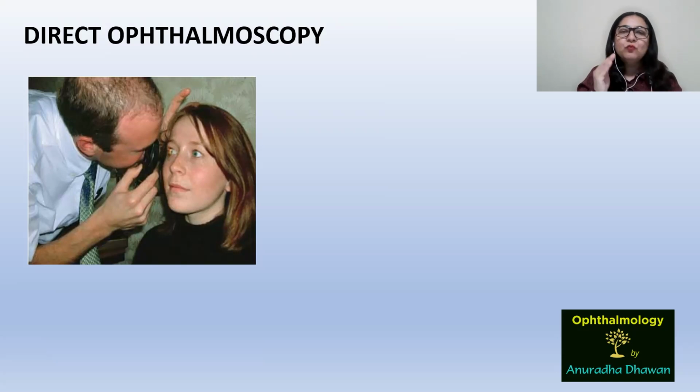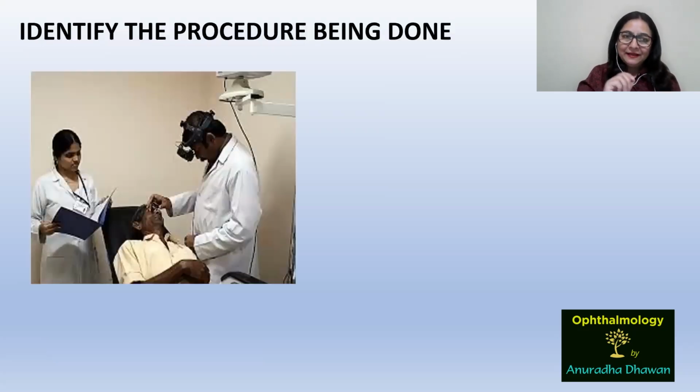The image which is seen is virtual and erect. So we can identify this is a process of direct ophthalmoscopy being done. Now identify this procedure. What is the procedure being done over here? Now in this image, you can notice that the examiner is wearing an instrument on the head and he is holding a special lens in the hand.